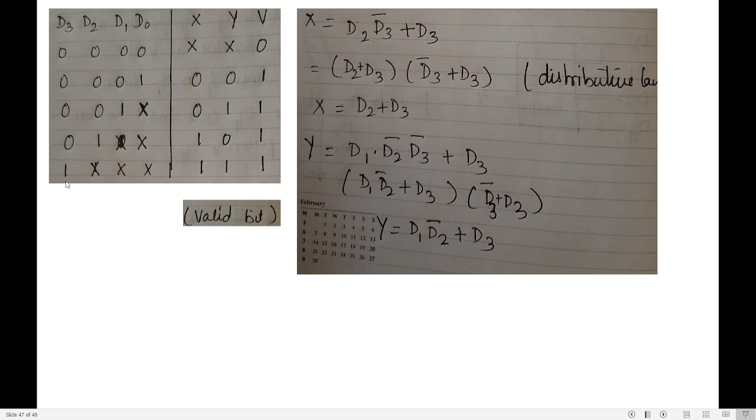Next, D3 is 1. I don't mind whether D2, D1, D0 are 0 or 1. I give my output only for D3, so I write it as 1, 1. Okay, so V stands for valid bit. When any of the inputs are high, only then it is valid. If none of the inputs are high, then it is an invalid situation, so my output will be don't care.